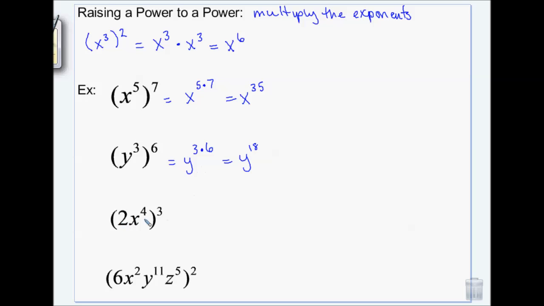And when you have more than one object inside the parentheses that you're raising to a power, it's almost like distribution. I have to take the 2 to the third, and I have to take the x to the fourth to the third. So this becomes 2 to the third, and then x to the 4 times 3. So it would be 8x to the 12th.